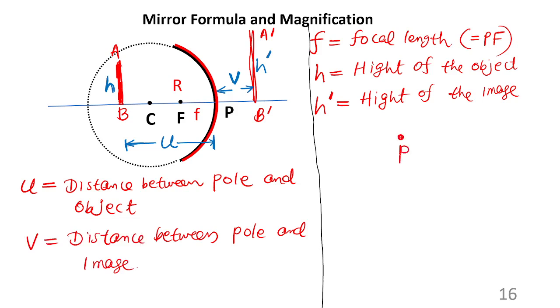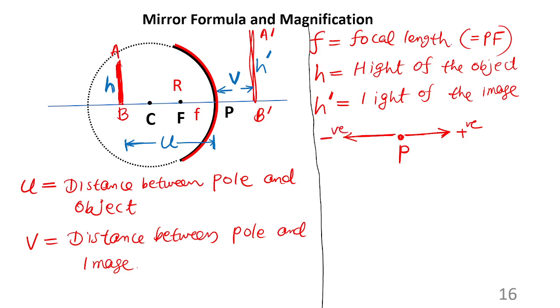Consider this is the pole. All the horizontal distances are measured from the pole, right? All the horizontal distance towards the right side of the pole is taken as positive, and all the horizontal distance towards the left side is taken as negative. I will explain, don't worry, I will explain that.